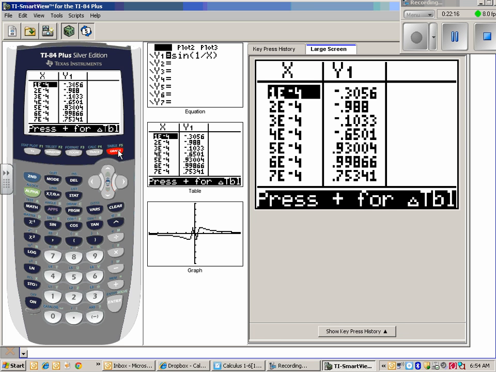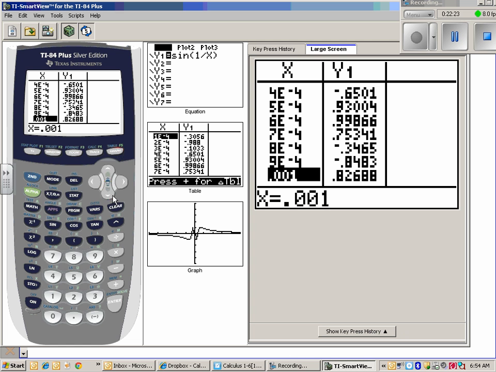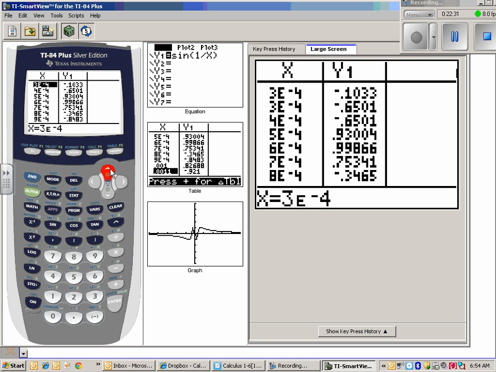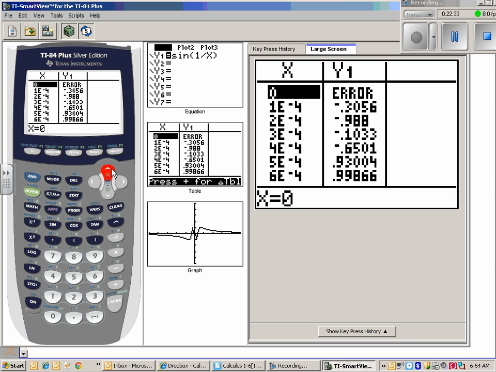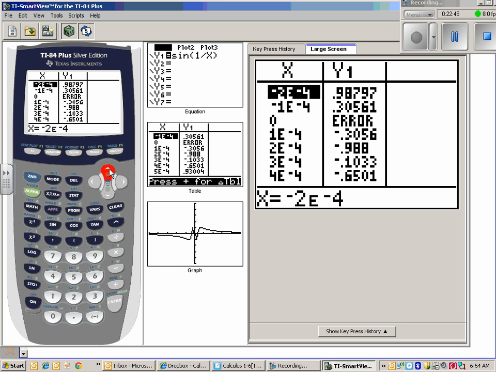There it is. And as I scroll down my table, getting closer and closer, look at the values here. Okay, so I want to get closer and closer and closer to 0. And then there's an error. What do you see happening to these numbers? They're getting closer and closer to a magical value. And notice they're the same on opposite sides, and they're closing in on something. So right at 0, something is happening.